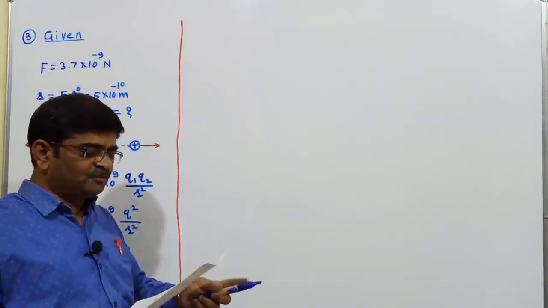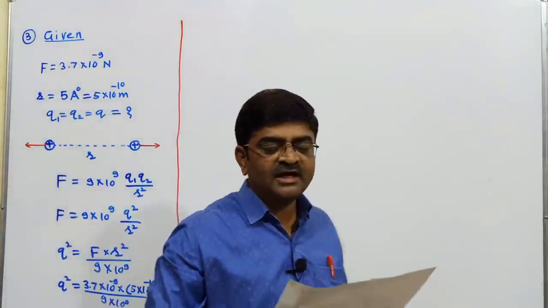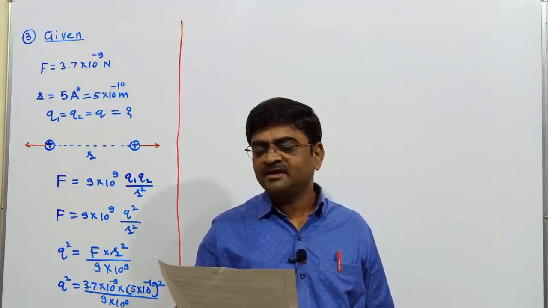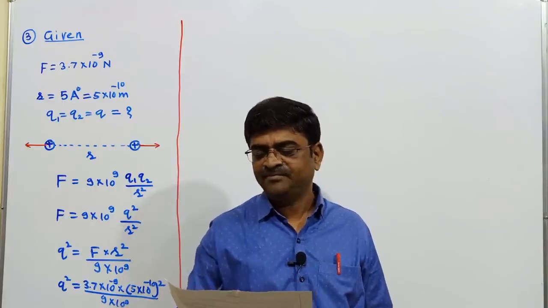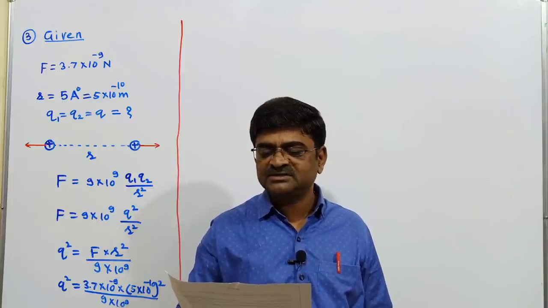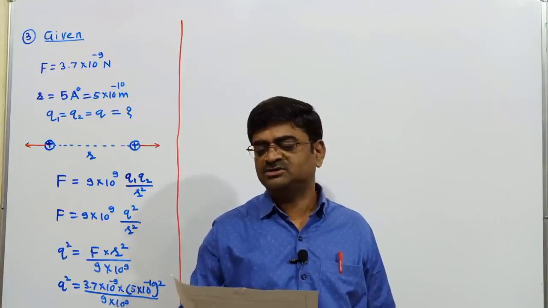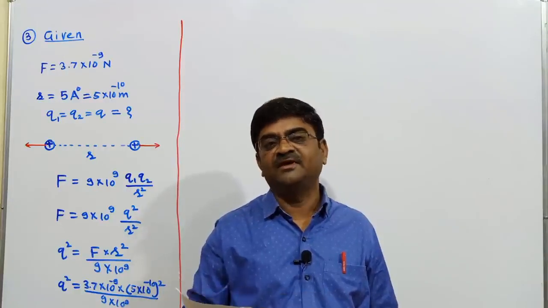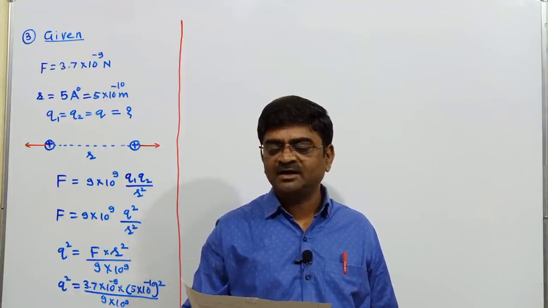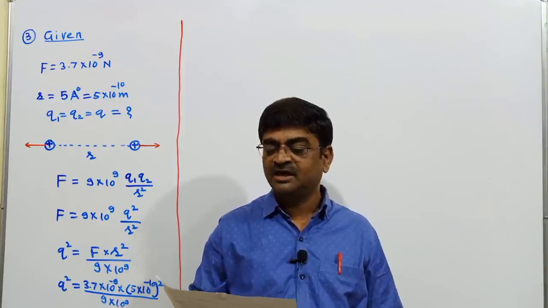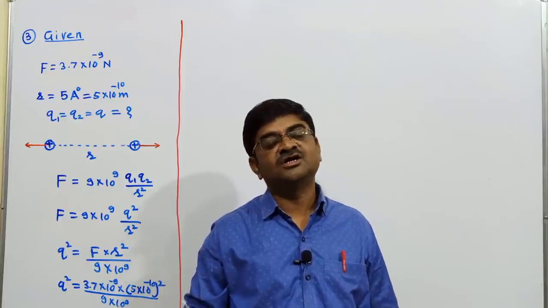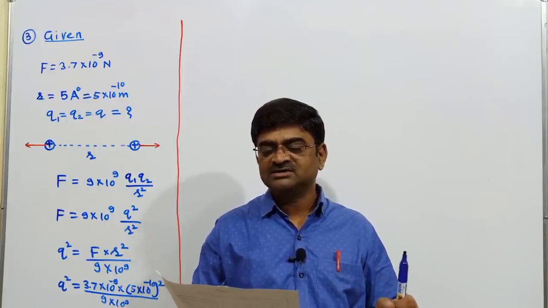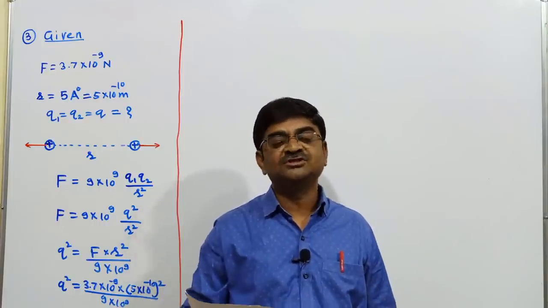Next problem, fourth problem there. Two identical charges, each is Q, are kept at a distance r from each other. A third charge q is placed on the line joining the above two charges such that all the three charges are in equilibrium. What is the magnitude, sign and position of the charge q? So they are asking you what is the magnitude, sign and also position of that charge.